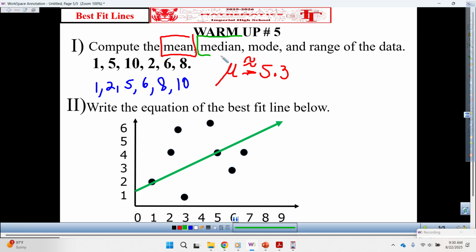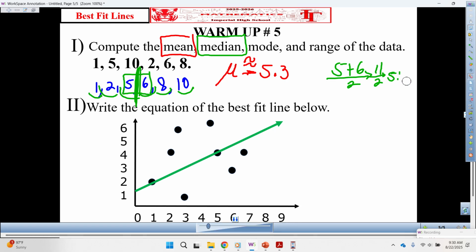Median. Now, this is a tricky one because there's nothing in the middle. One from the right, one from the left, again and again. Is there anything in the middle? So what shall we do? You take the 2 closest numbers to the middle, add them, and divide by 2. So therefore, 5 plus 6 divided by 2, that's 11 divided by 2, that is 5.5. So this is our median.